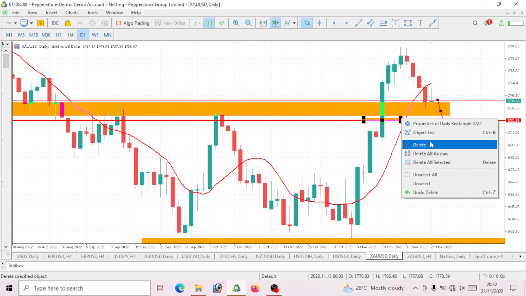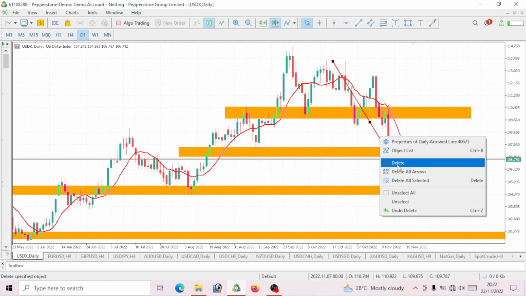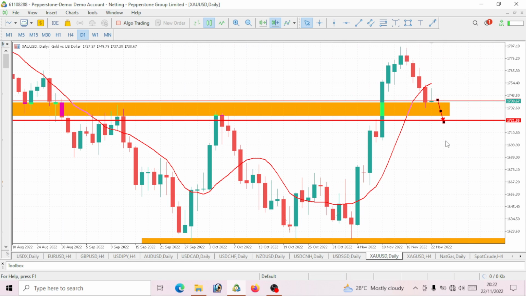The reason is that this USD index, right? We are expecting a bearish move. So we are expecting a bearish move. As long as this USD index or DXY continues to give us a bearish move, then we would continue to see a bullish move on this gold to USD.